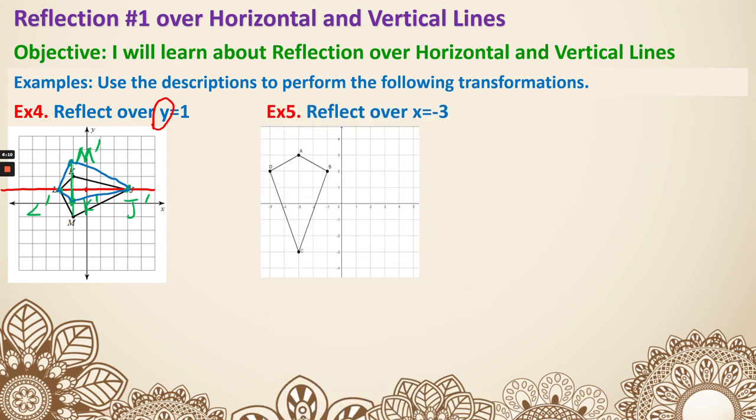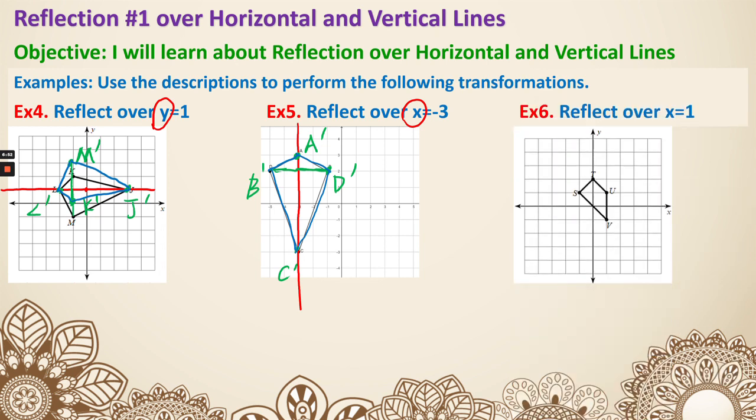That's example 4. Example 5, reflect over x equals -3. X equals -3 means it is crossing the x-axis at -3, right here. Now let's generate. D is 2 away, so D prime is going to be 2 away as well, right there. B is 2 away, so B prime is also going to be 2 away. B prime is right there. A is already on the line, so A prime stays and C prime stays. Now I just need to connect everything, and you may notice our shape is actually in exactly the same place, just the points kind of flip. B and D flip places.